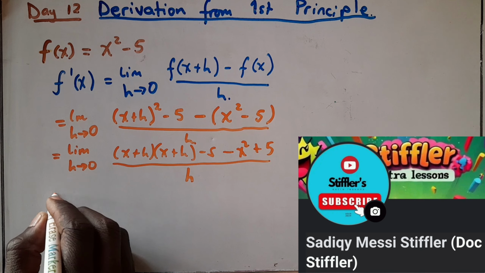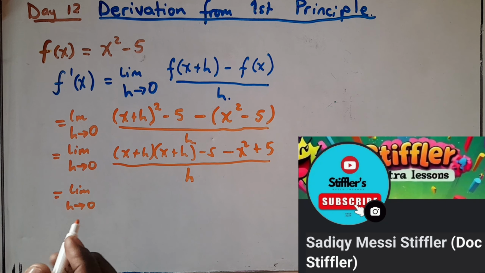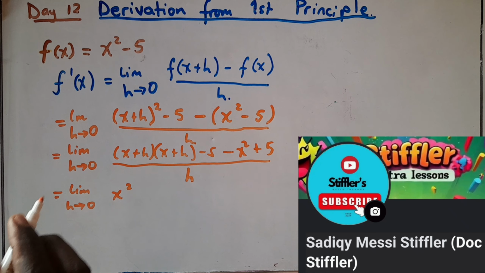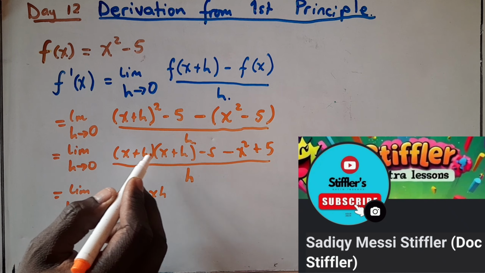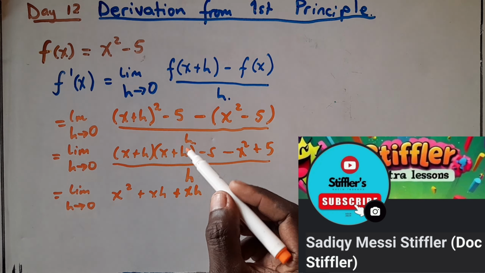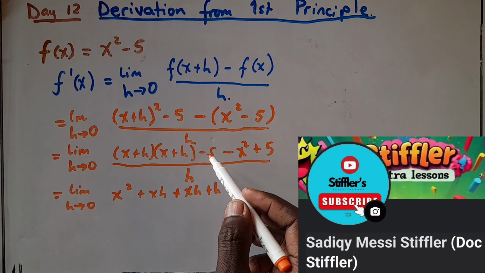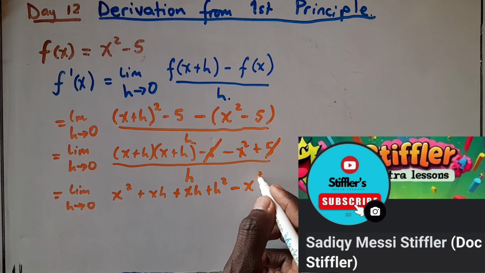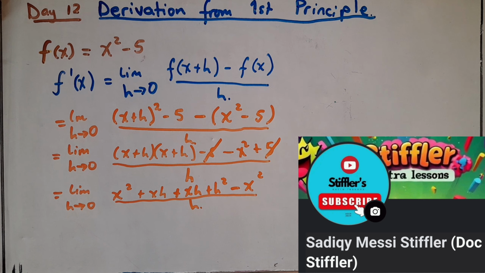Again, this is our limit when h tends to 0, and now we can multiply out. Multiplying out, x multiplied by x gives us x squared, x multiplied by h gives us positive xh, and h multiplied by x, again gives us positive xh. Can you see that? And then h multiplied by h gives us h squared. And here we're having minus 5 and a positive 5, so we can quickly cancel that out. Then minus x squared, all over h.